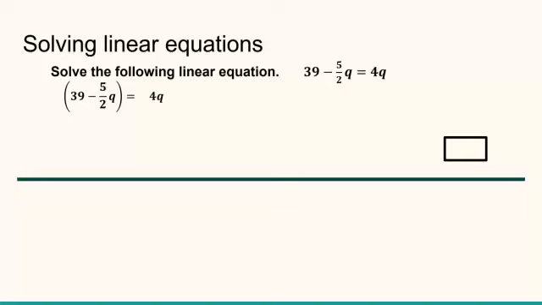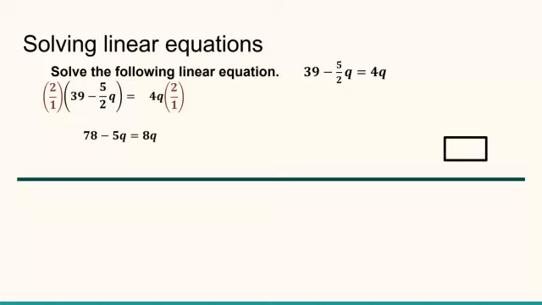Let's look at another one. I have 39 minus 5 over 2q equals 4q. That's really messy. So what I'd like to do is multiply both sides by the denominator, and you guessed it, that's 2. I'm going to multiply both sides by 2 over 1, multiplying both terms, the 39 and the 5 over 2q by 2, multiplying the other side.